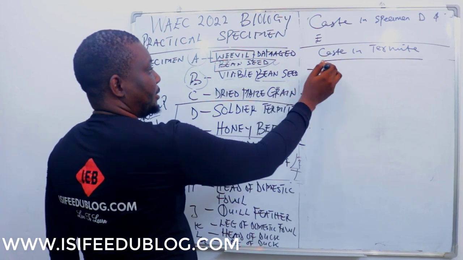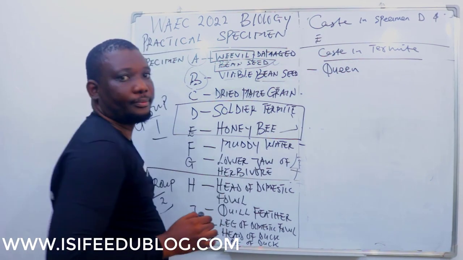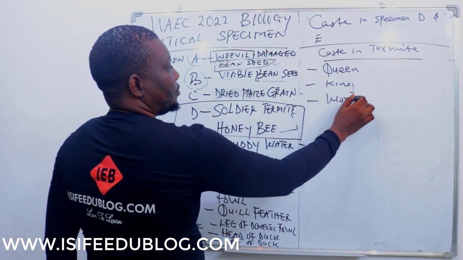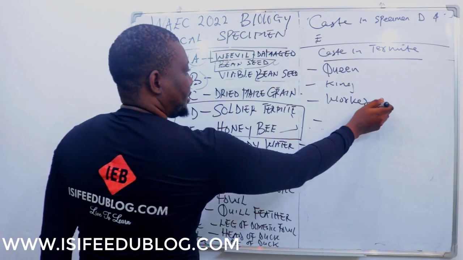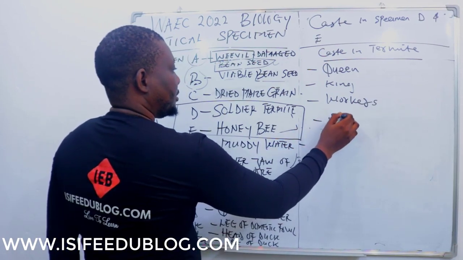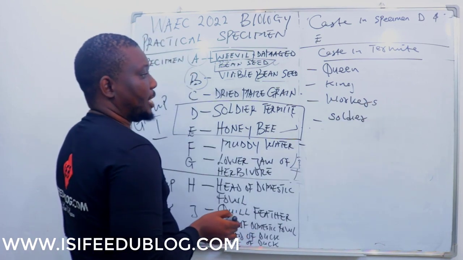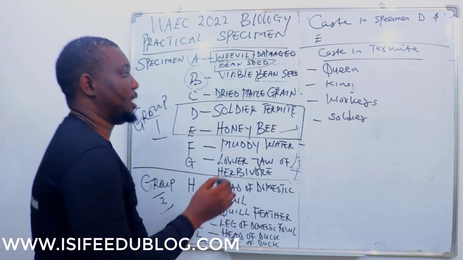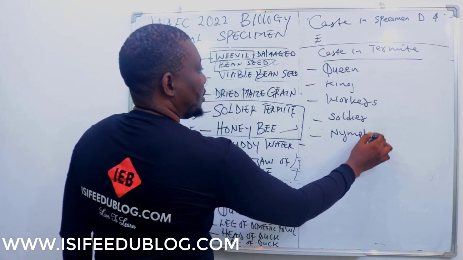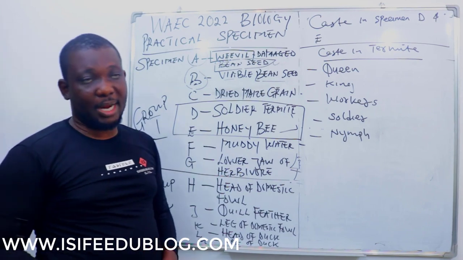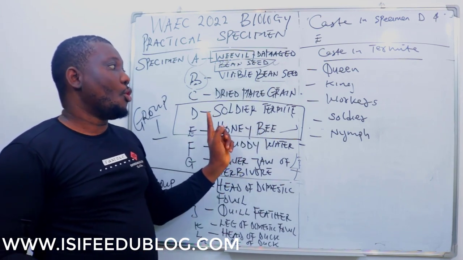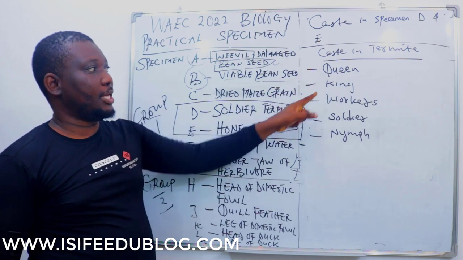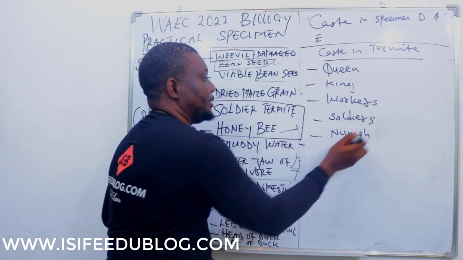Other things you see in the case of anthill is the queen. You also see the king termites. You also see workers. You also see the soldier. There are two types of soldier. We have the nasute soldier and the mandibulate soldier. And then finally we have the nymph. So in the case of termite, these are the things you see. But then the examiner would like to ask, since the specimen is soldier termite, to give four other cases in termites. Queen, king, workers, soldiers, and nymph.